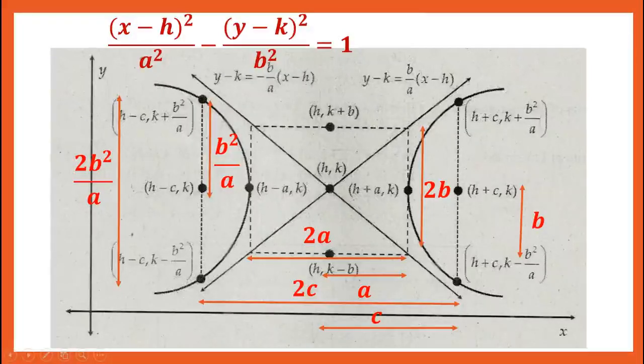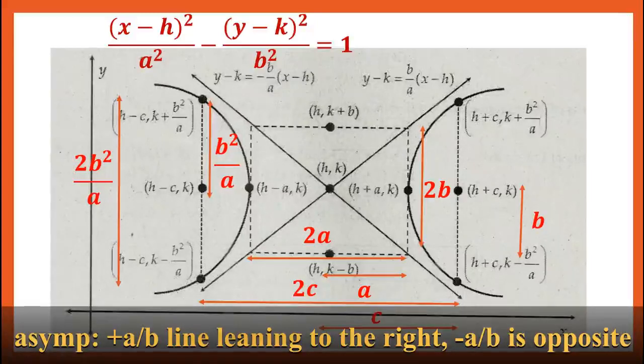At dun sa kanang bahagi naman ng curve ng ating hyperbola, the location of the endpoints ng ating latus rectum is (h plus c, k plus b squared over a). Sa baba, (h plus c, k minus b squared over a). So, tandaan nyo lang yung focal length, half of the focal length, the transverse axis, and half of the transverse axis is a. The length of the conjugate axis, half of the length of the conjugate axis, which is b. The length of the latus rectum, and half of the length of the latus rectum, which is b squared over a. Para madaling ma-sketch yung graph ng ating hyperbola.